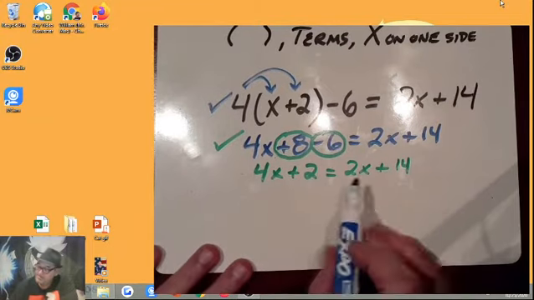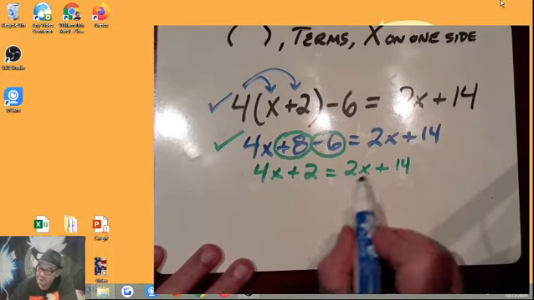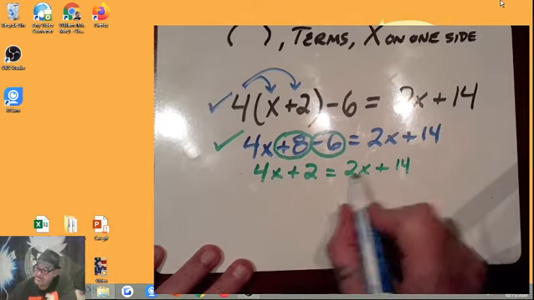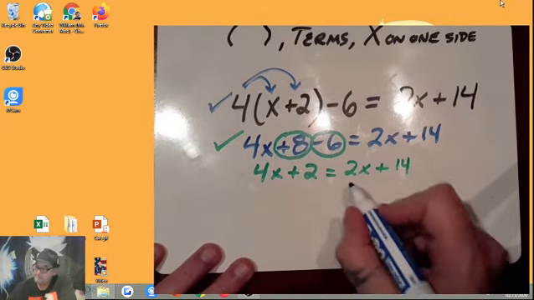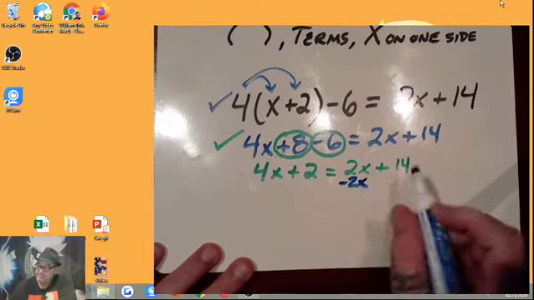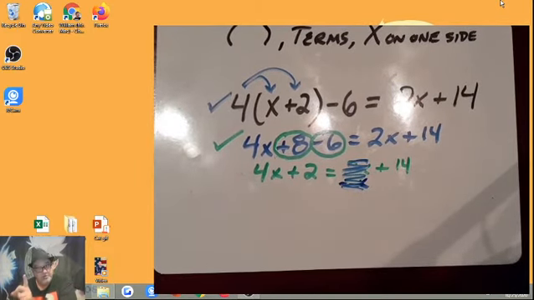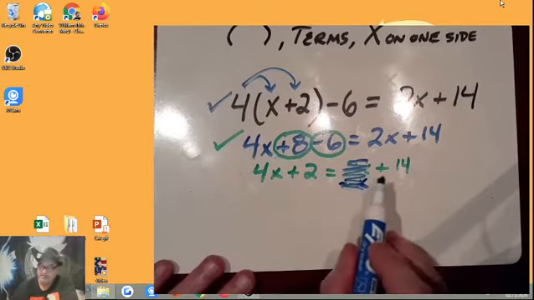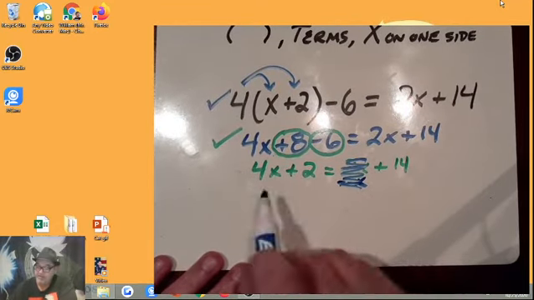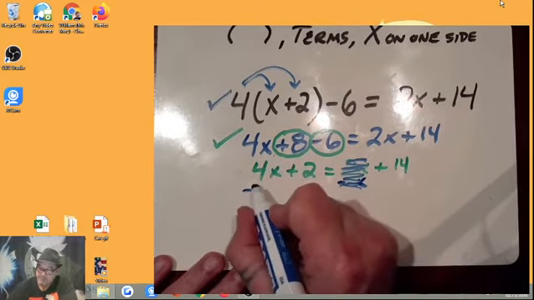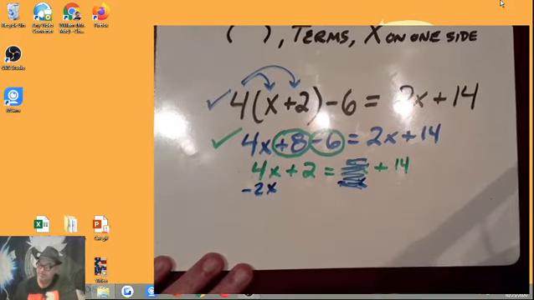But for our purposes here, I'm going to go ahead and get rid of these two x's on the right side. So, how do you get rid of two x's? You subtract them. 2x minus 2x cancels out, and they're gone. But the golden rule applies. If I subtracted 2x on the right side of the equal sign, I've got to subtract 2x on the left. So subtract 2x over here.